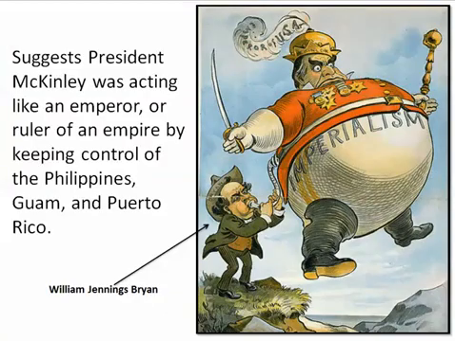Here's one here that suggests President McKinley's acting like an emperor. So this is Emperor of the U.S. This is President William McKinley, has imperialism around here. This guy here, his name is William Jennings Bryan. He is against expansionism. He was a presidential candidate in 1900, the Democrat.